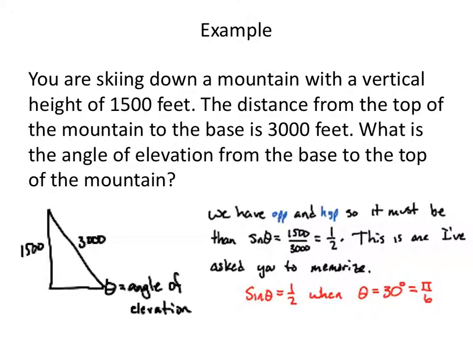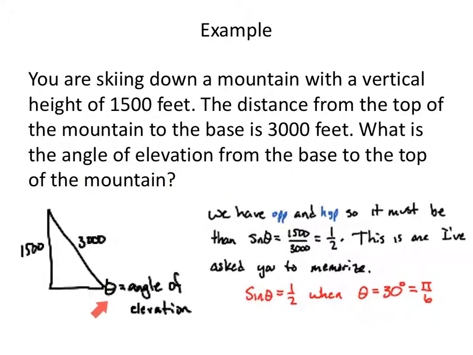Alright, let's do a few word problems now. You're skiing down a mountain with a vertical height of 1,500 feet. The distance from the top of the mountain to the base is 3,000 feet. What is the angle of elevation from the base to the top? So I want to know this angle here. Angle of elevation, if you're looking straight out, you'll look up, whereas angle of depression or angle of declination, you'll look down. So in reference to this angle, all right, what is the angle of elevation?